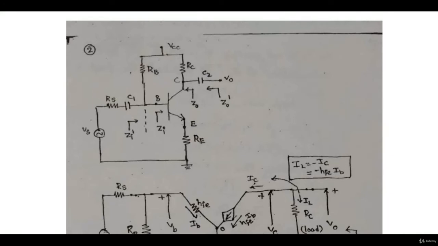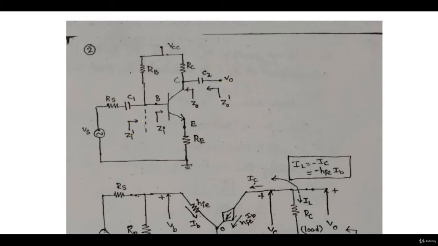Okay, hello everyone. So let's look at the next circuit, which is a common emitter with RE. You can see there is a degeneration resistor here, RE. Now all the parameters we will calculate again: Zi, Z0, Zi dash, Z0 dash, the voltage gain, the current gain. And this is the arrangement you will see mostly.